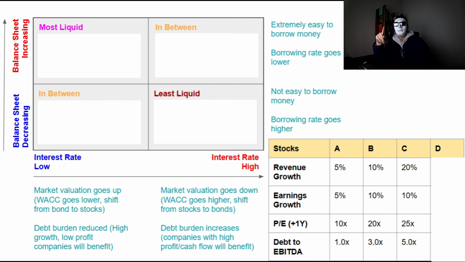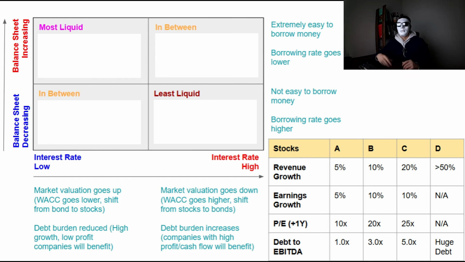Okay, for Company D, let's assume that Company D has revenue growth of over 50%. It could be 80% or 100%, but let's assume it has a very high growth profile. Also, Company D is recording losses, so there's no such thing as an earnings growth or price to earnings ratio. Let's also assume that Company D has a huge debt. But given the company doesn't have any earnings, its EBITDA is also negative. So debt to EBITDA can't be calculated.